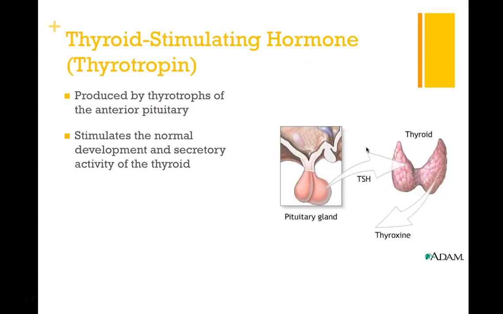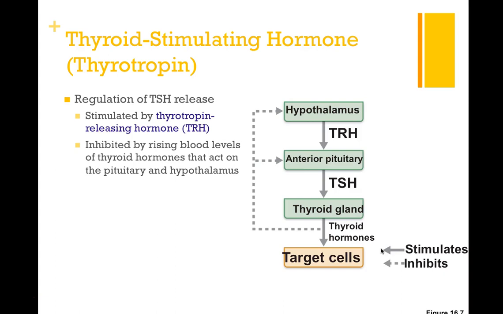Now let's move into our thyroid-stimulating hormone, also known as TSH or thyrotropin. This is going to be produced by thyrotrophs of our anterior pituitary gland, and it stimulates normal development and secretory functioning of our thyroid gland. The thyroid gland in turn will release thyroid hormones, one of them being T4 or thyroxine, and the other being T3.